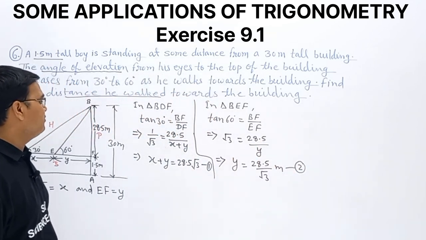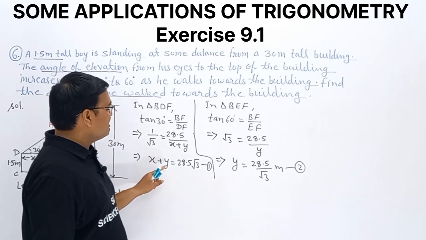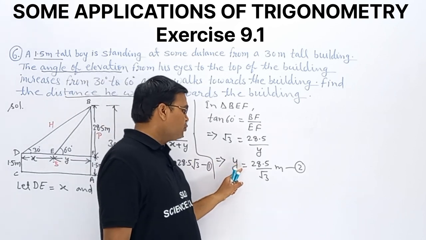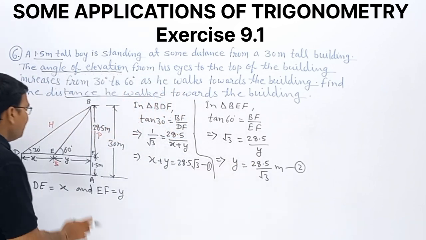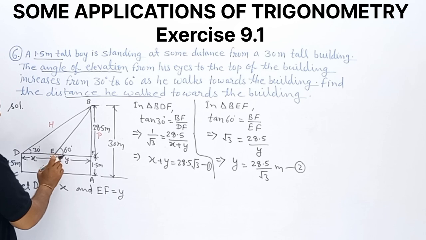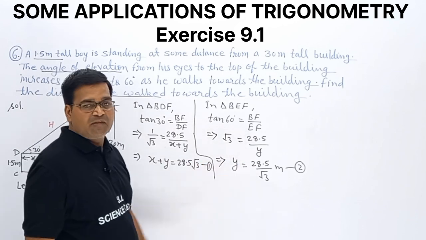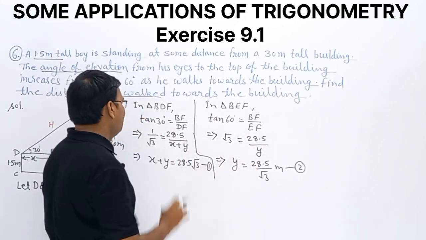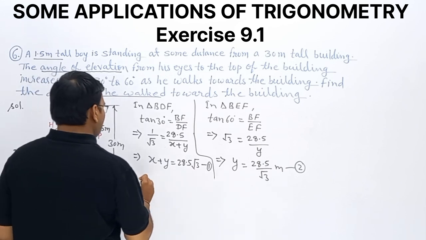Now we have two equations. In equation number 1 we have x and y, two variables, but in equation number 2 we have the value of y. Clear? Value of y means we obtain the distance from this point to this one. Once we put this value from equation 2 into 1, then we can obtain the value of x.